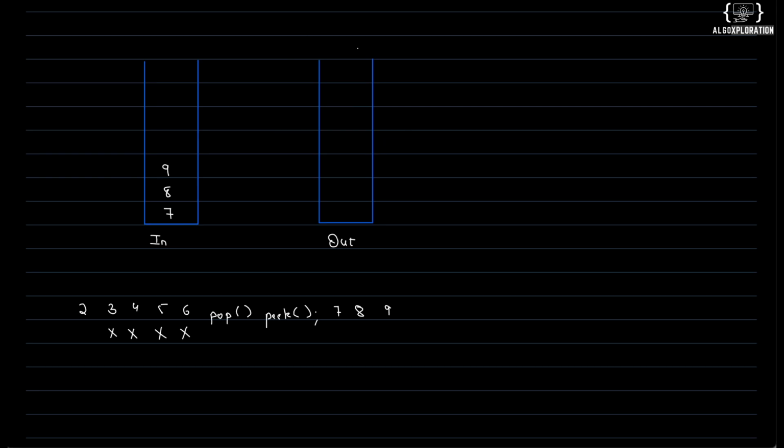Okay, so again I need to pop all the elements one by one and push them over here. So pop 9 and push it over here, pop 8 and push it over here, pop 7 and push it over here. Now we can see that 7 is there at the top. So we can simply pop it. Now I believe you got it. Now we have understood push, we have understood pop, also we have understood peek.